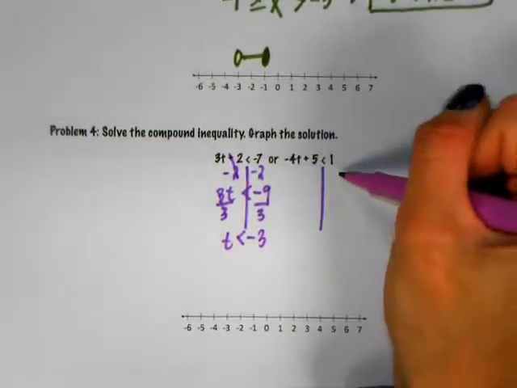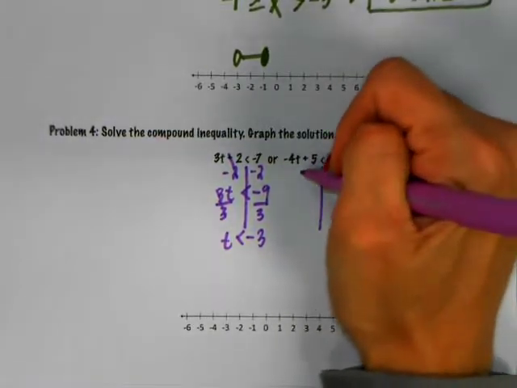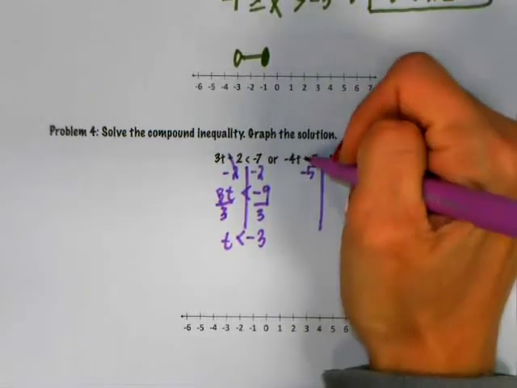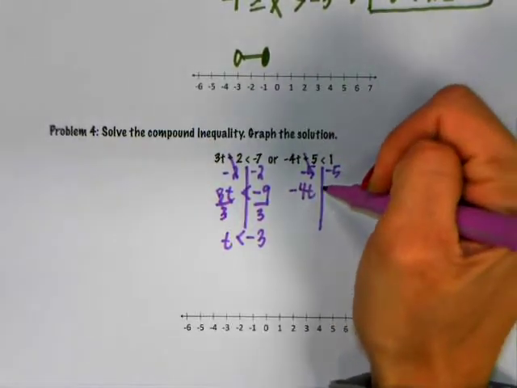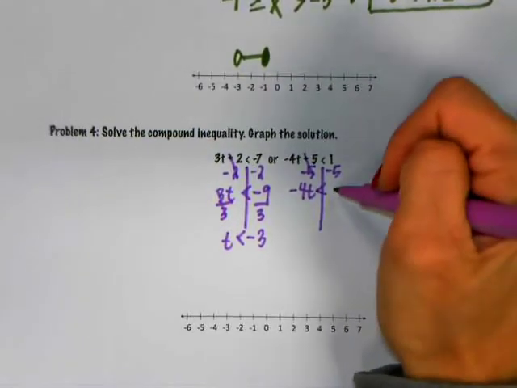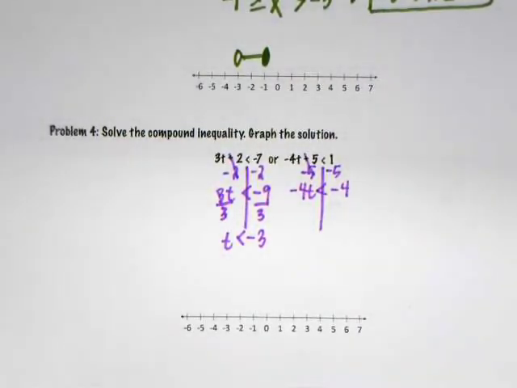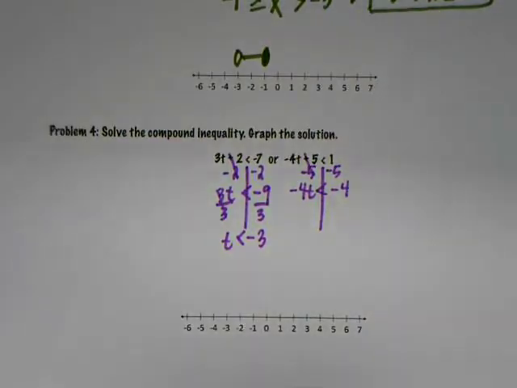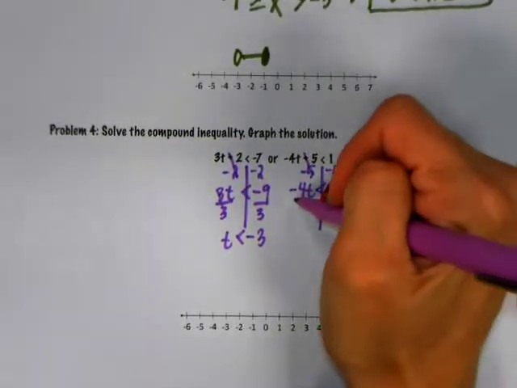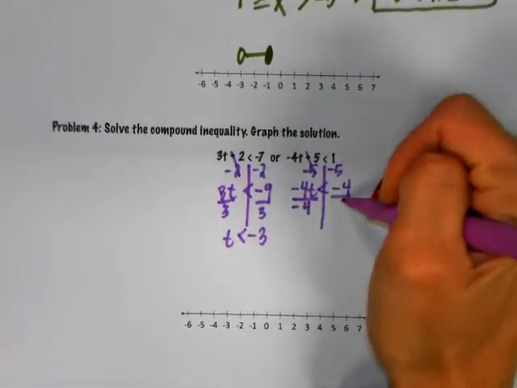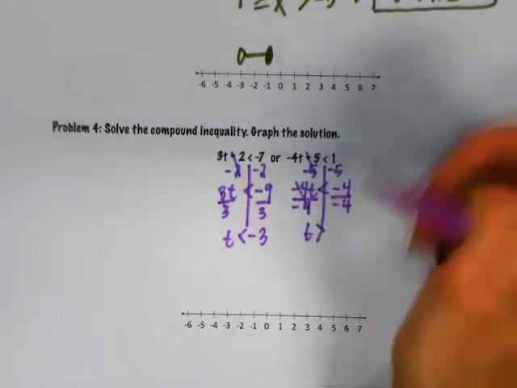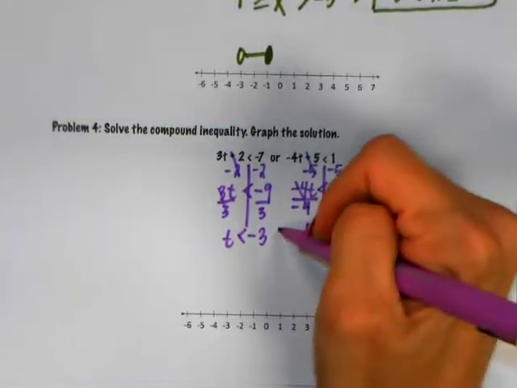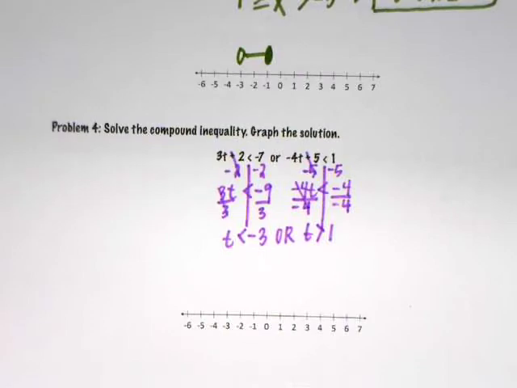All right, and then solve this one. What would I do first? Minus 5. So you have -4t is less than -4. Okay, and then what? Divide by -4. I'm dividing by a negative, so what do I have to do? Switch the sign. T is now greater than +1, and you just drop the word "or" between it.